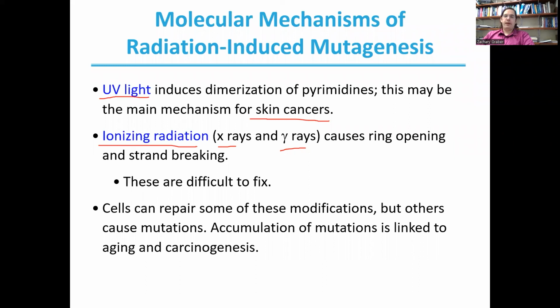As I mentioned before, we can, of course, work to correct these modifications. It's just whether or not you're able to correct all those mutations. Over time, you'll tend to accumulate the mutations that you're unable to fix, and that then leads to some of the aging effects as well as, of course, cancer development.